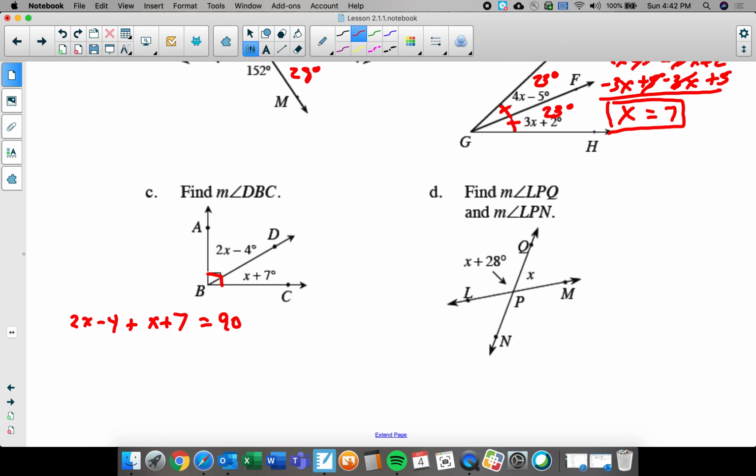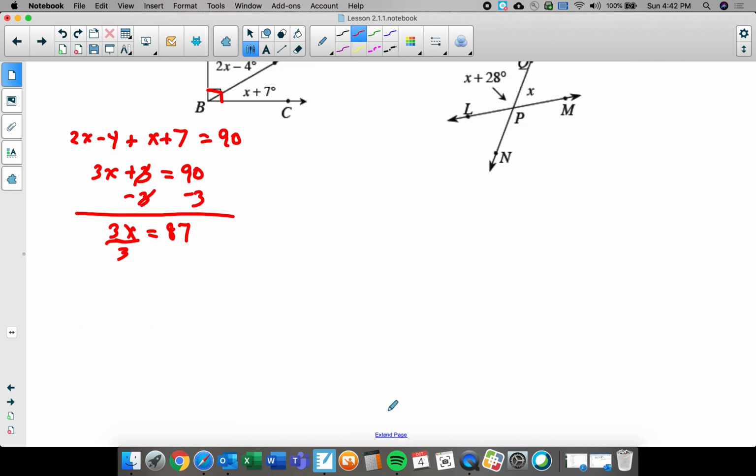And now we're right back to algebra again. Put the x's together. We have 3x. Combine your other like terms, the negative 4 and the 7. We have plus 3 equal to 90. Subtract the 3 over to the other side. Start solving for x. We get 3x equal to 87. And therefore, we divide both sides by 3. And what you should find out is that x equals 29. Okay, x equals 29 is my answer.